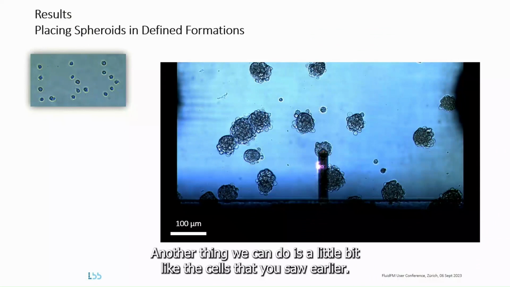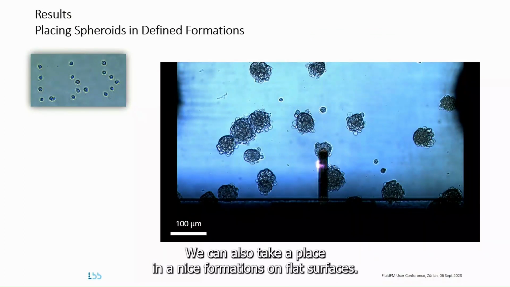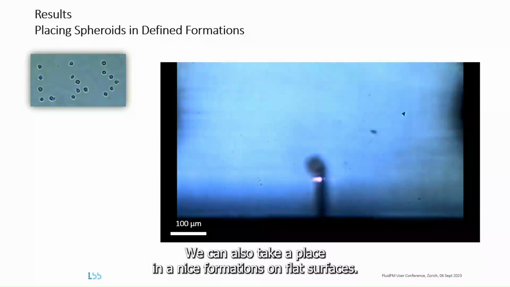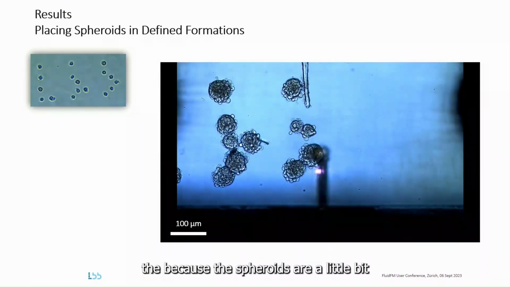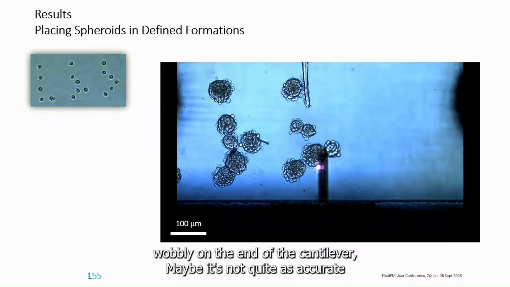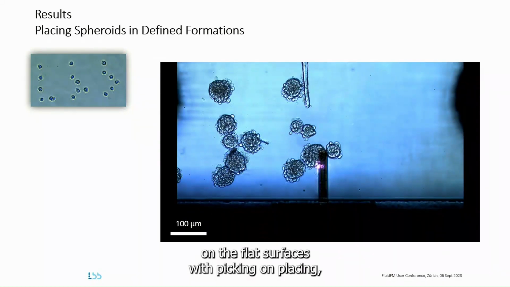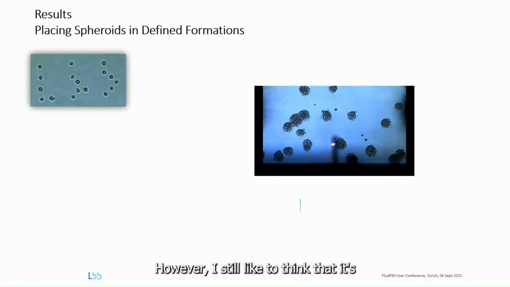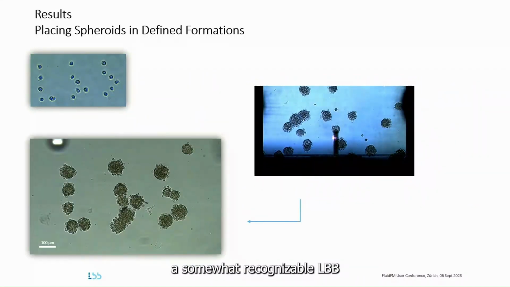Another thing we can do is a little bit like the cells that you saw earlier. We can also pick and place into nice formations on flat surfaces. Because the spheroids are a little bit wobbly on the end of the cantilever, maybe it's not quite as accurate on the flat surfaces with picking and placing as it is with the cells. However, I still like to think that it's a somewhat recognizable LBB.